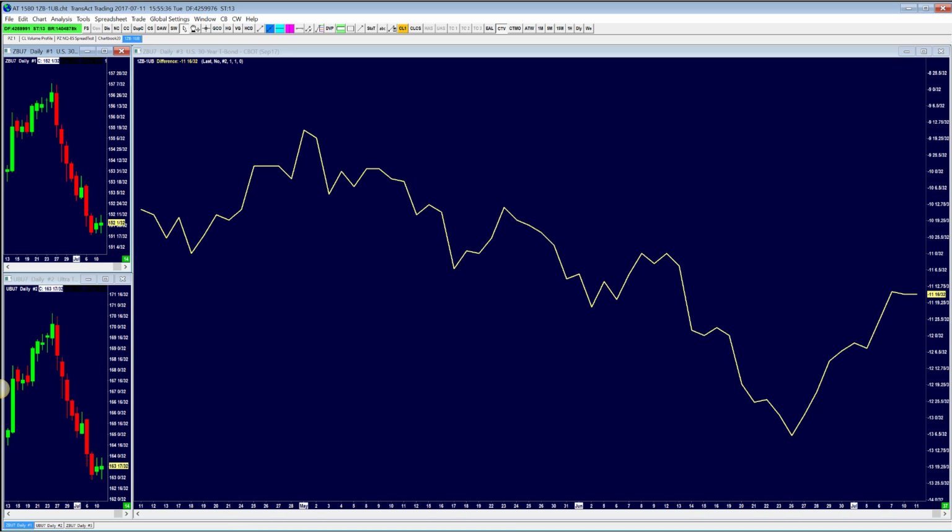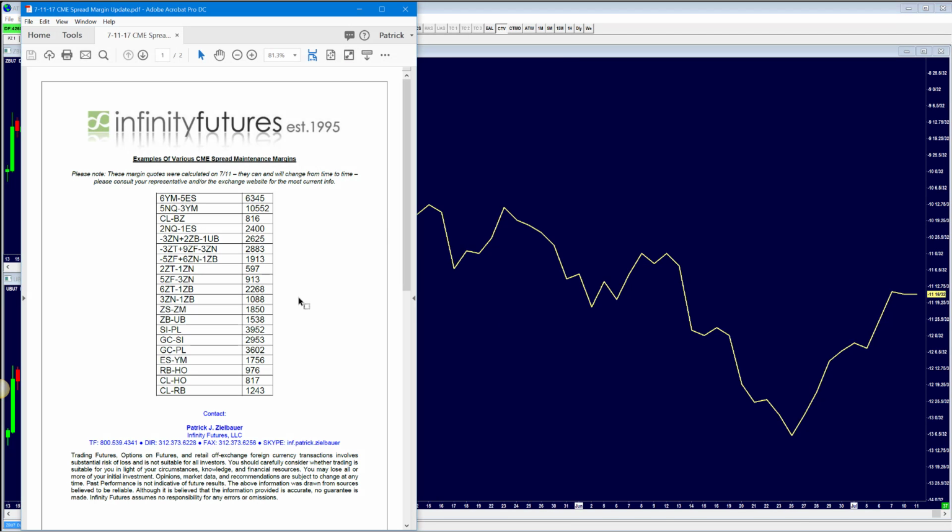So here's an example of what we're looking at. Now these were all calculated today, and I believe this information to be accurate, but there might be some imperfections here, so be conscious of that. This is a list of some of the common spreads and maintenance margin requirements that our clients are asking us about. So as an example, this ZB minus UB position has a maintenance margin overnight of $1,538. All right, that's pretty low.